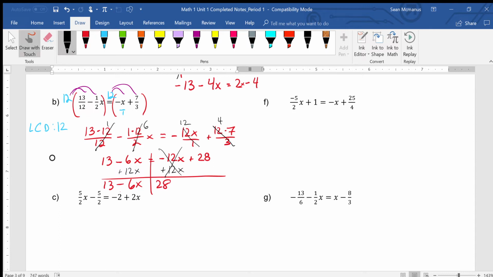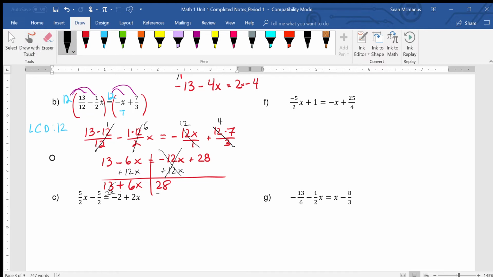And then if I, oops, a little sloppy here. Negative 6 plus 12 is positive 6. Then if I subtract away the 13, I end up with 6x equals 28 minus 13 is 15. And then divide both sides by 6.